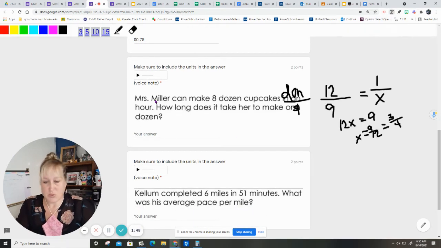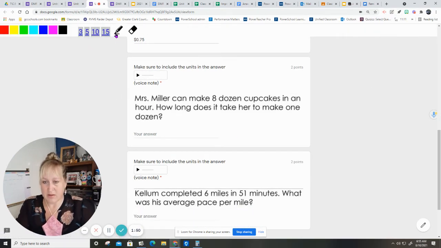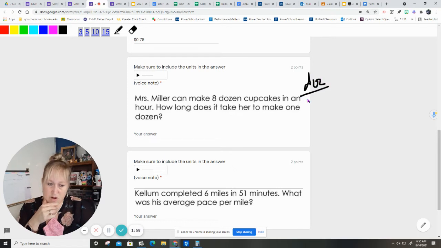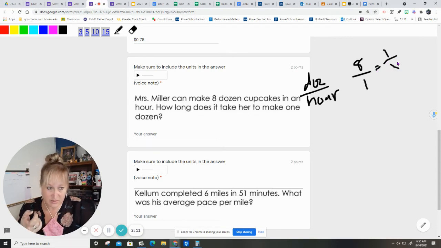So this one is another situation where I have to think about it as well. It says Miss Miller can make 8 dozen cupcakes in an hour. So dozen over hour. So I'm going to put 8 dozen in 1 hour. How long does it take to make 1 dozen? That's very interesting. So I'm going to cross multiply.